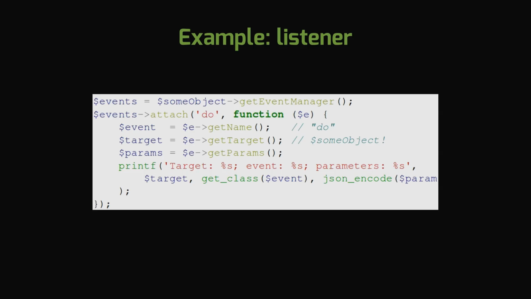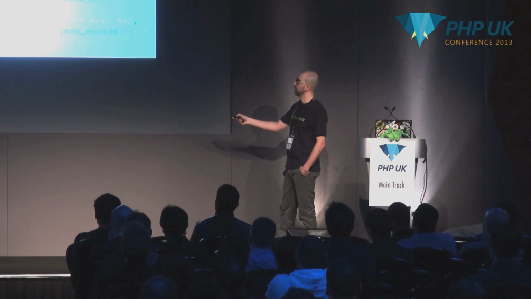So here is an example. Imagine that you are writing a Zend Framework 2 application and you want to create a new listener. Basically you have to get the event manager on the first line. I don't know if you can read at the end of the room. Anyway, you get the instance of the event manager, and you just attach these events with the name do.